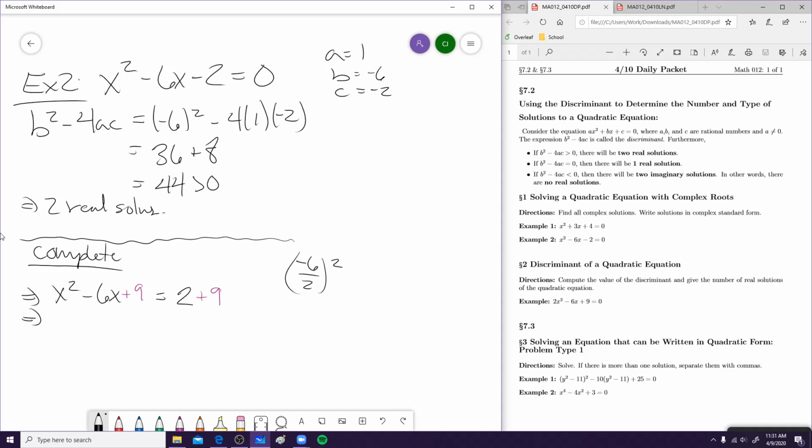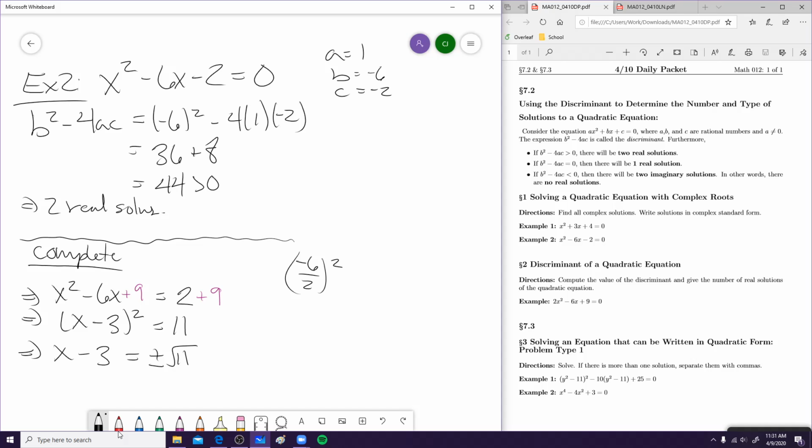Right. So then this should be a perfect square trinomial, and it is. It goes to (x - 3) quantity squared. When we check our work, we will get x squared minus 6x plus 9. And this is equal to 11. Then I get x minus 3 is equal to plus or minus the square root of 11.